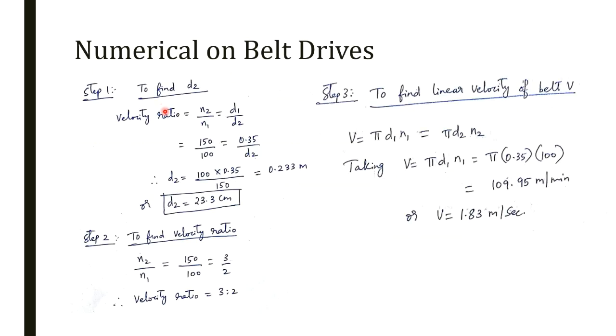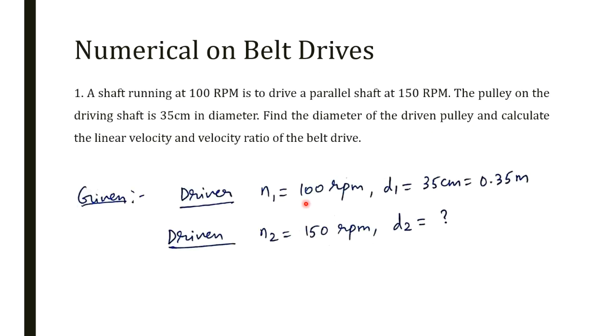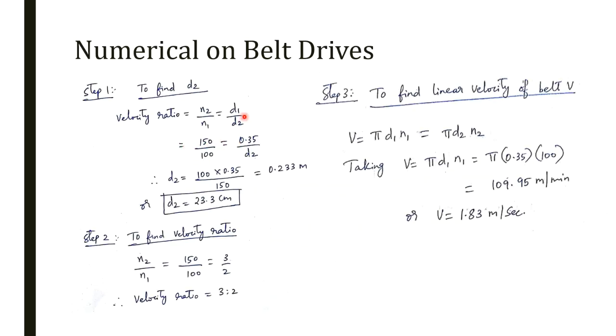So solution, to find D2, we are considering the formula of velocity ratio, because N2 is known to us, N1 is known to us, and D1 is known to us. D2 is the only one unknown here. So you can easily find out D2 using this formula. Substitute the values. N2 is 150, N1 is 100, D1 is 0.35 meter, and D2 is the unknown here.